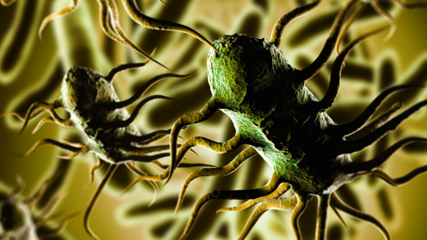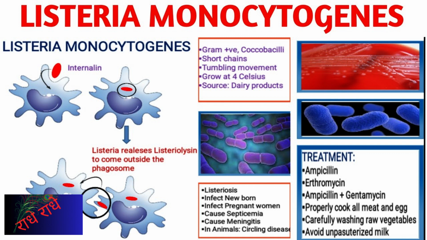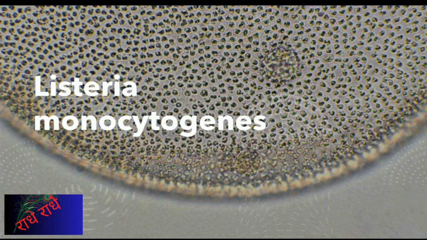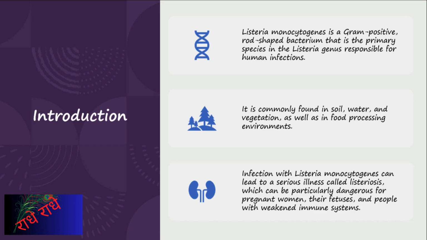This presentation will cover its habitat, morphology, cultural characteristics, biochemical characteristics, host range, and virulence factors, as well as its mechanisms of antibiotic resistance. I hope you will find this information useful and informative. Awareness of Listeria monocytogenes, a gram-positive bacterium, is important due to its potential to cause serious illnesses in humans, possibly even severe complications and death.